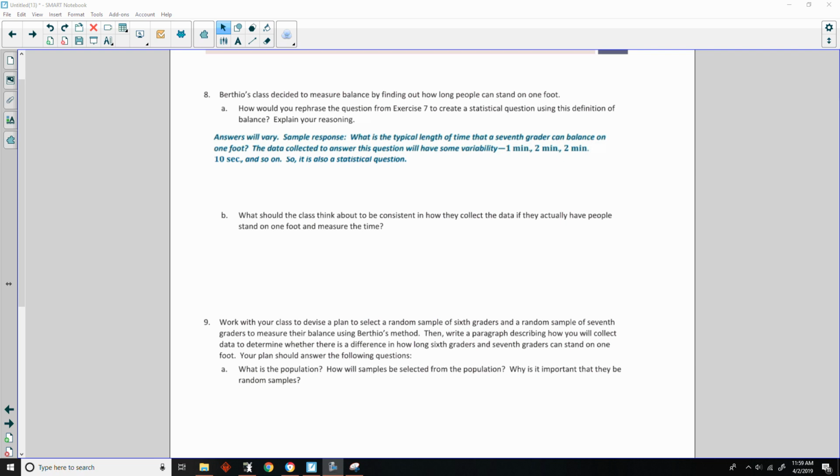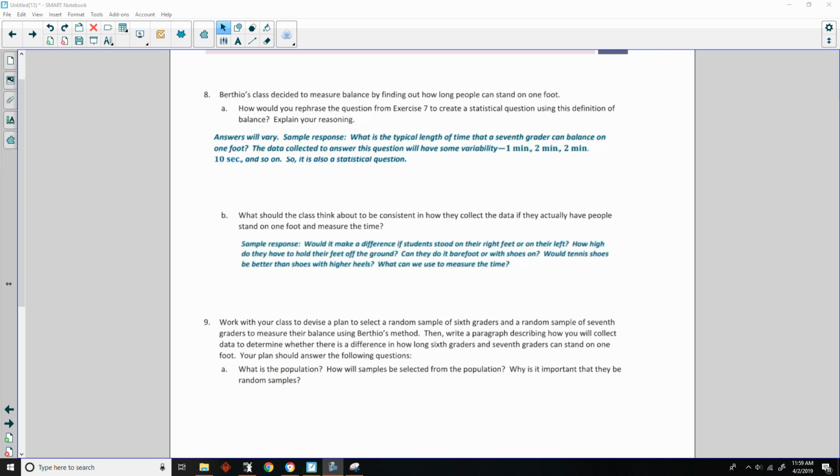Part B says, what would the class think about to be consistent? What should the class think about to be consistent in how they collect the data if they actually have people stand on one foot and measure time? Okay, sample response would be, would it make a difference if students stood on their right feet or on their left? How high do they have to hold their feet off the ground? Can they do it barefoot or with shoes on? Would tennis shoes be better than shoes with higher heels? What can we use to measure the time?